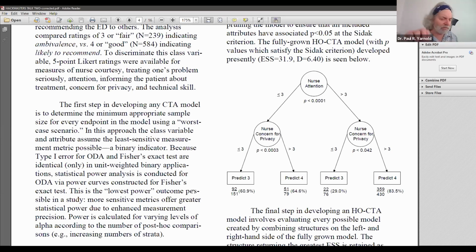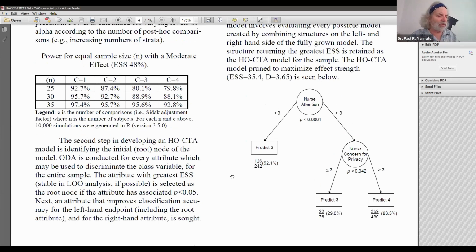And so can you scroll to the bottom, Danish, please? And so what that does is it finds the tree model which actually gives you the maximum ESS value, because the ESS for the first model, what was pruned for statistical significance, was 32. Now in this model, the ESS is 35, and it uses fewer variables. They're exactly the same variables. It just chopped off the variable that was on the left-hand side. So that's how you do a hierarchically optimal classification tree.